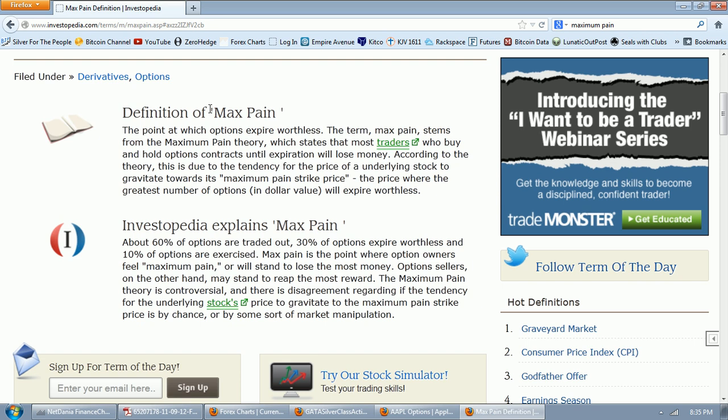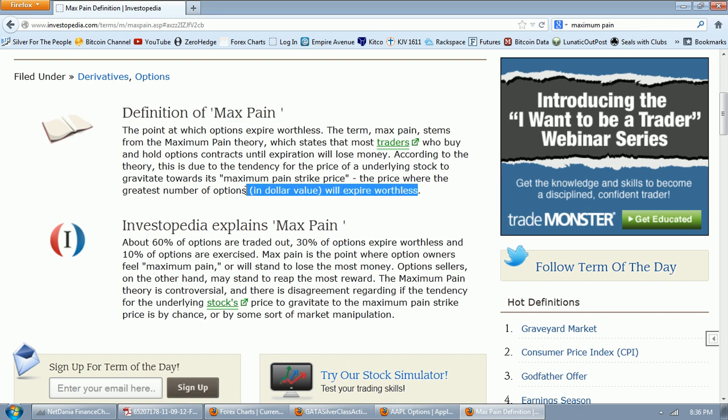This is the term max pain or maximum pain. And what this means is it's a term about option expiration. I'll read the definition. The point at which options expire worthless. The term max pain stems from the maximum pain theory, which states that most traders who buy and hold options contracts until expiration will lose money. According to the theory, this is due to the tendency for the price of an underlying stock to gravitate towards its maximum pain strike price, the price where the greatest number of options in dollar value will expire worthless.